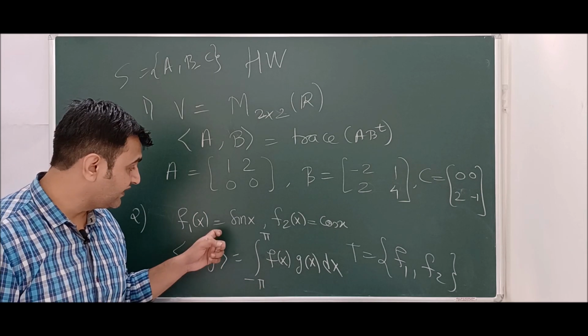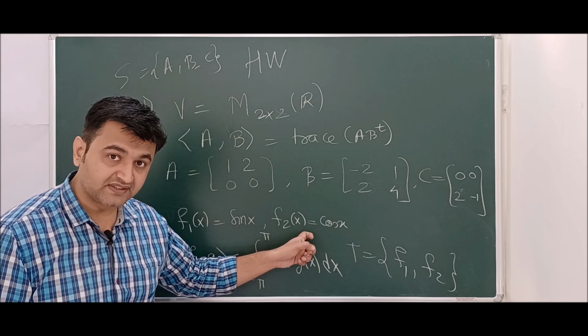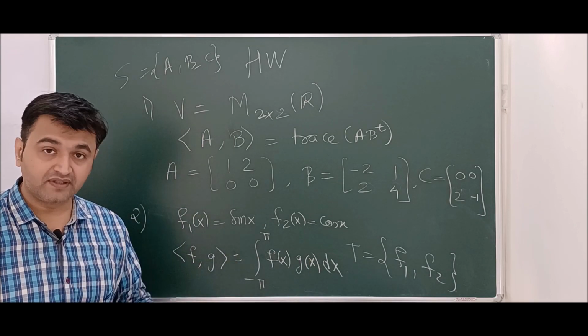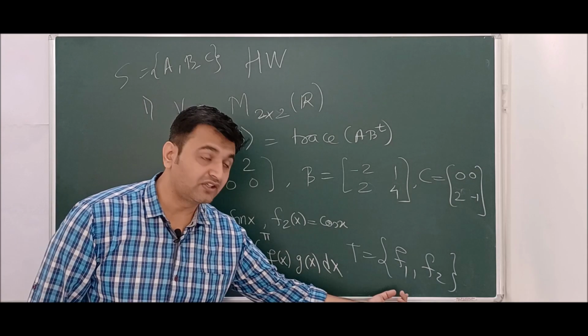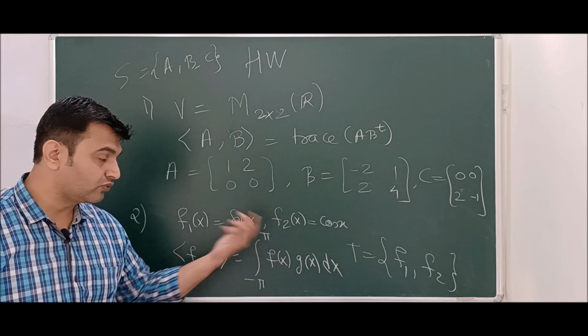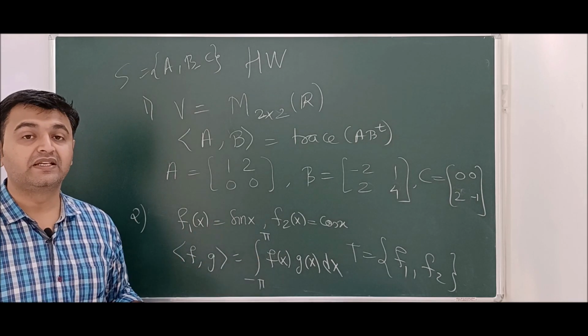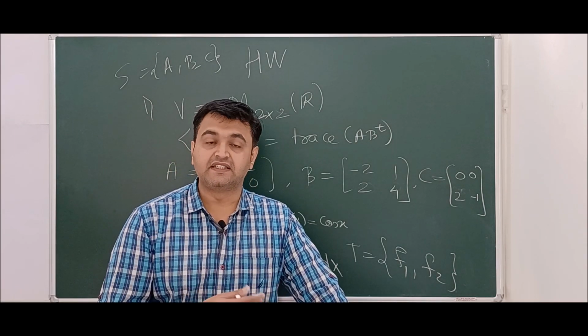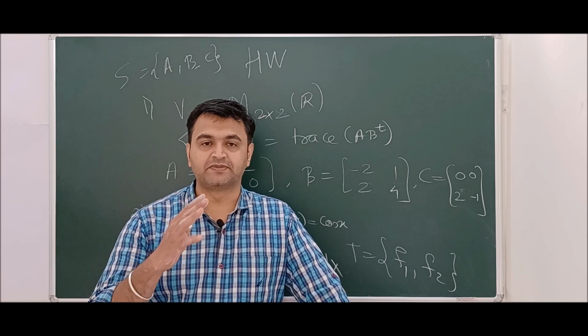Second thing, find the length of sin x, find the length of cos x. That means the norm of sin x and norm of cos x. If the norm is 1, great, this is an orthonormal set. If the norm is not 1, you divide f1 and f2 by their respective norm and make it an orthonormal set. So that's the exercise, and if you can do this exercise, that means the concepts are clear.